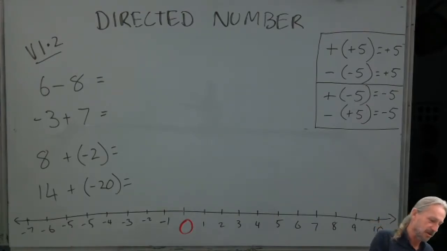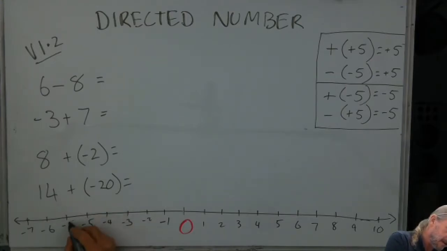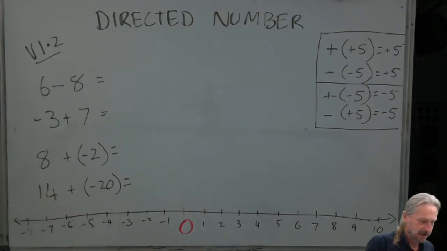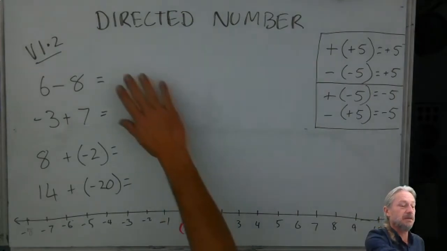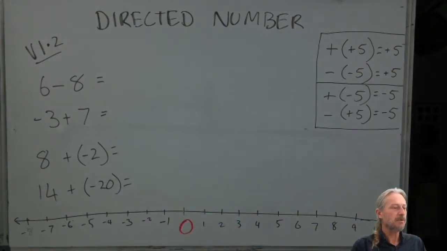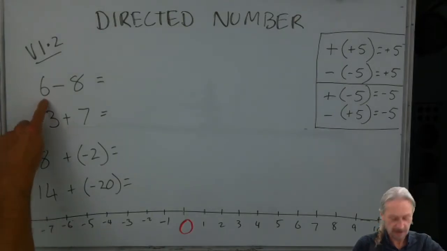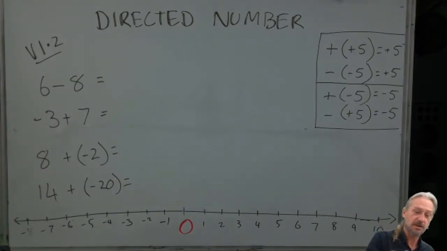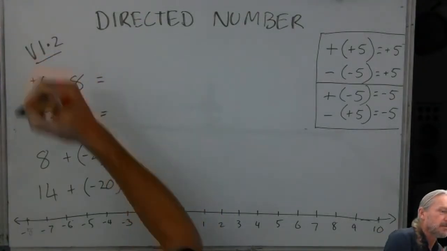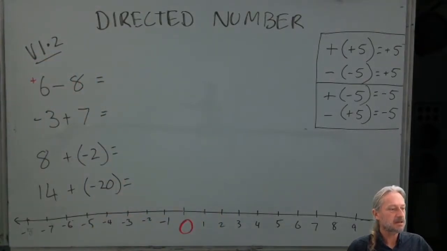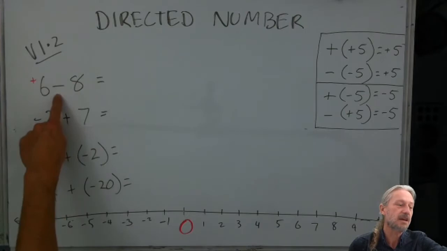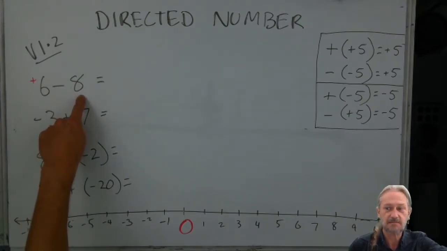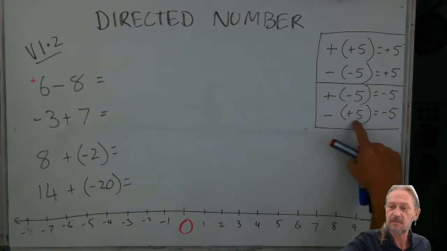Just spotted a little mistake there. 5, 6, 7. I'm glad I spotted that before I got too far. Right, so let's have a look at these. So we've got 6 with nothing in front of it, so really that's a positive 6. And here's our operation. So really we're taking away positive 8.